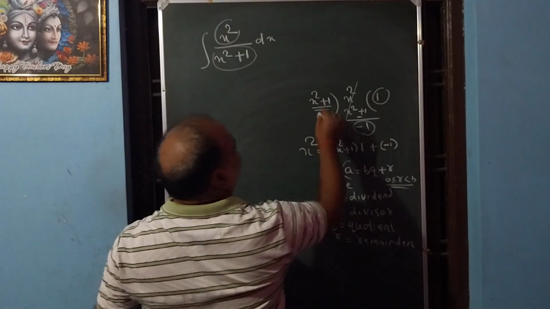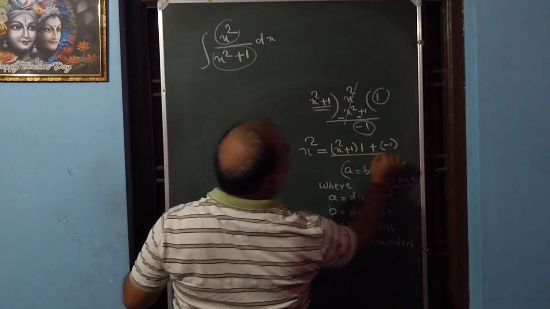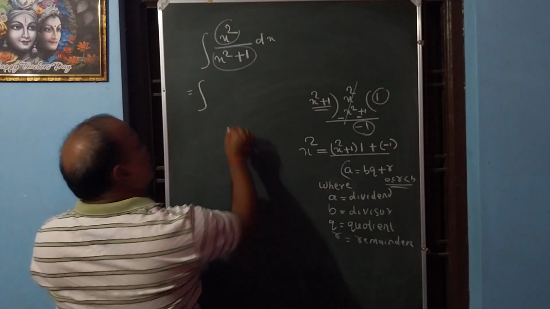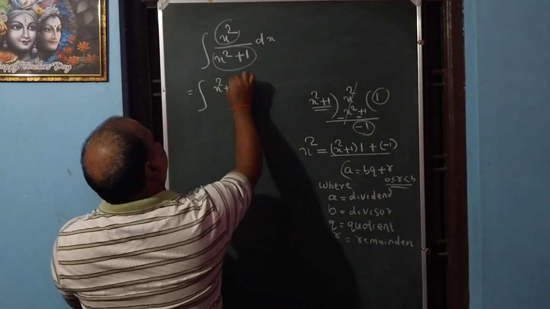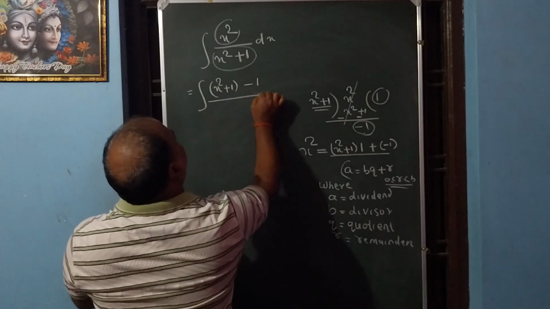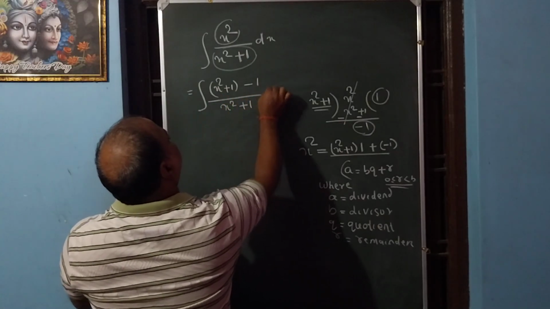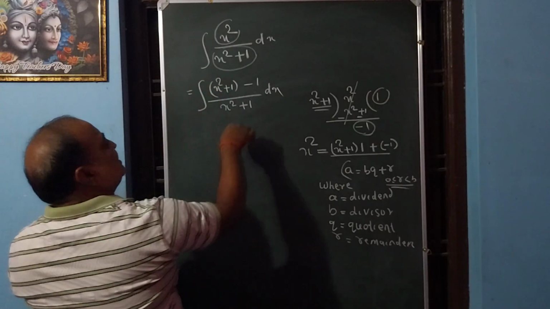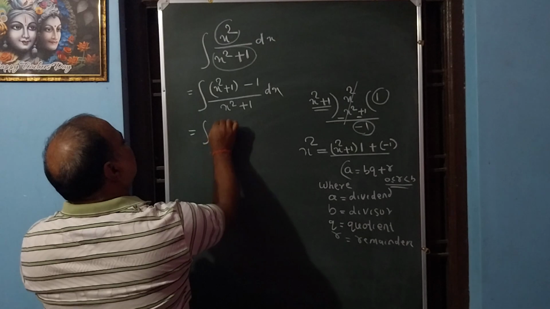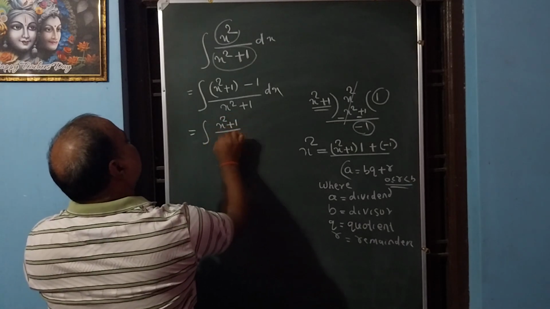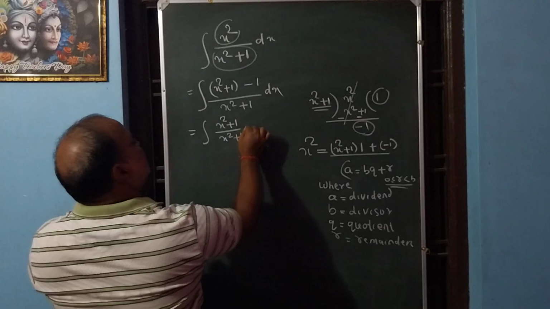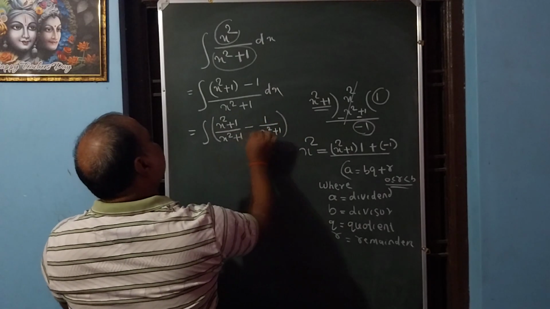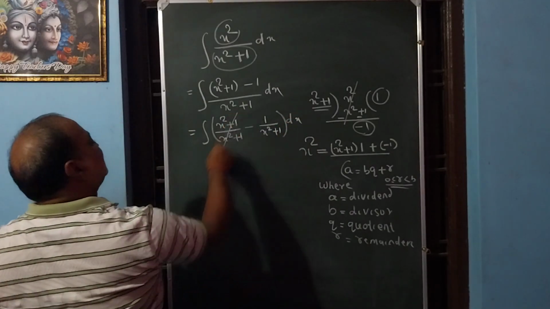So here, in place of x square we have to write this quantity. Write down, in place of x square we write x square plus 1 minus 1, divided by x square plus 1, into dx. Then you have to do individual division, this by this minus this by this. So integration of x square plus 1 divided by x square plus 1, minus 1 by x square plus 1, whole into dx. So this cancels with this.